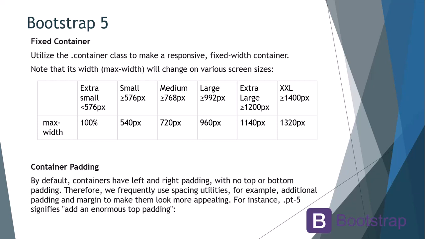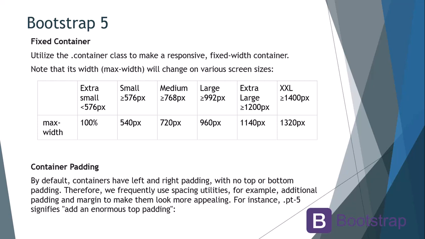All right, and we have the extra large screen, which is greater than or equal to 1200 pixels, and the max width, which is the maximum width it can take, is 1140 pixels. And we have the extra extra large screen, which is greater than or equal to 1400 pixels, and the maximum width it can take is 1320 pixels. All right, so now after that we are going to container padding.